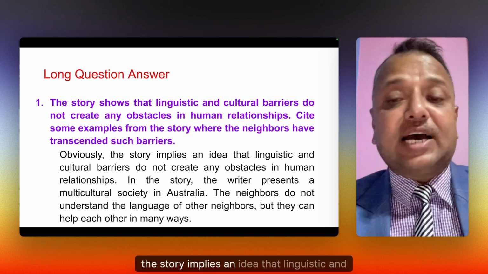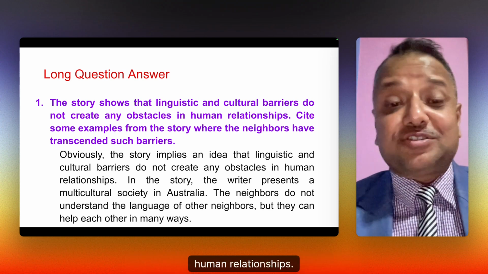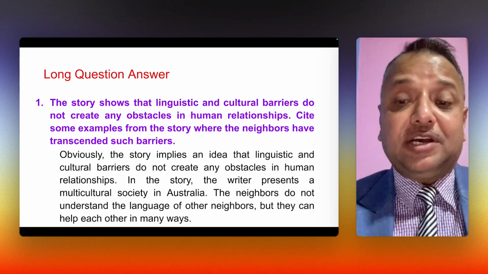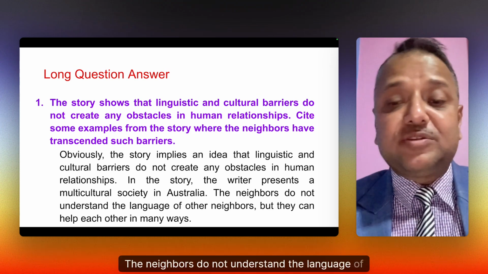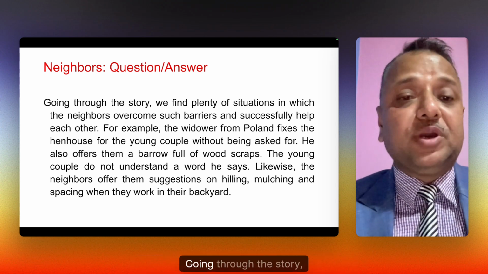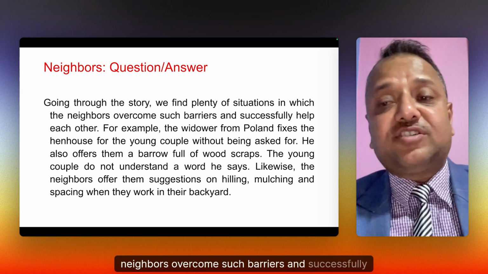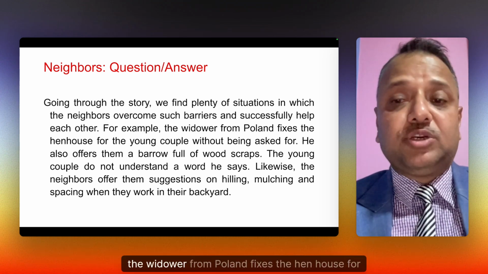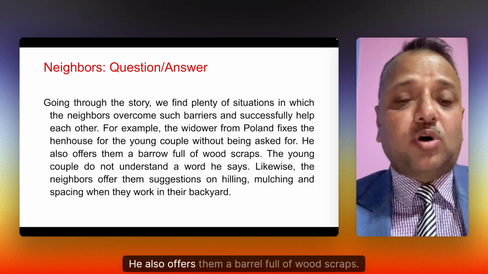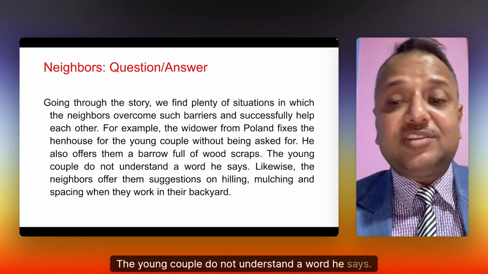Obviously, the story implies an idea that linguistic and cultural barriers do not create any obstacles in human relationships. In the story, the writer presents a multicultural society in Australia. The neighbors do not understand the language of other neighbors, but they can help each other in many ways. Alright? Going through the story, we find plenty of situations in which the neighbors overcome such barriers and successfully help each other. For example, the widower from Poland fixes the hen house for the young couple without being an expert. He also offers them a barrel full of wood scraps. The young couple do not understand a word he says.